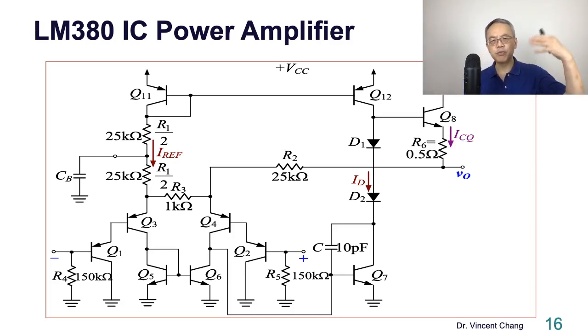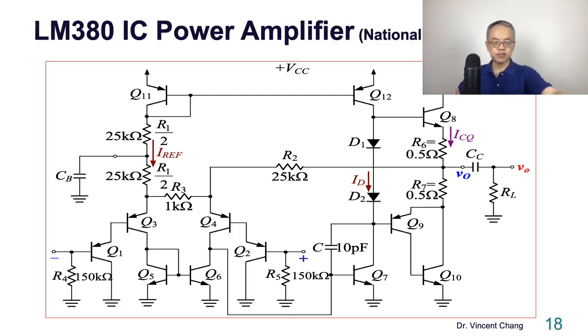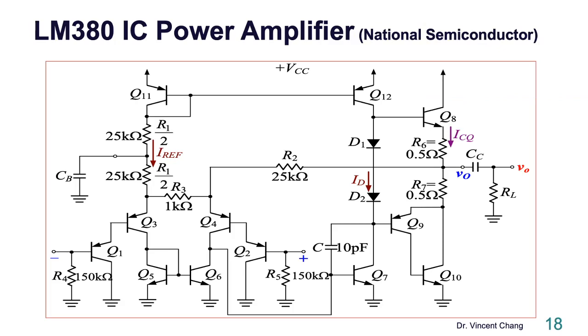The class AB output stage is composed of two parts. The upper part is Q8, which is a single NPN transistor. The lower part of the class AB output stage is Q9, which is the PNP, and Q10, which is the NPN. This kind of composition is called a compound PNP. So this is the complete circuit of the IC power amplifier.